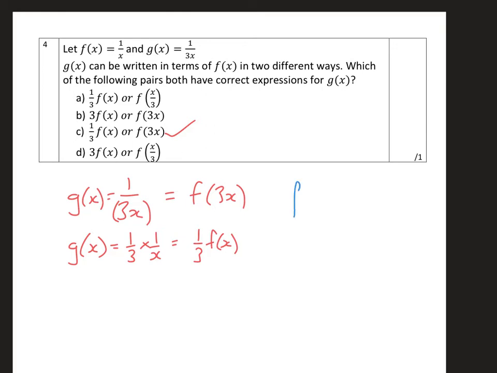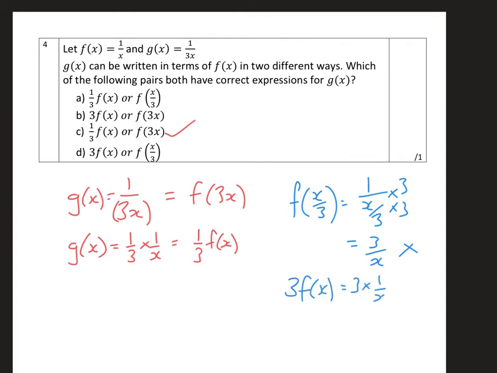Now, if you couldn't spot that, I guess you could always try subbing in the expressions and see what happens. So if I was doing f of x over 3, I would get 1 over x over 3, and if I times top and bottom by 3, I would get 3 over x, and that isn't the same as g of x. And the other one was 3 f of x, which is 3 times 1 over x, which again gives me 3 over x, which isn't what I'm trying to get. So if you can't spot the answers, you can always eliminate answers.